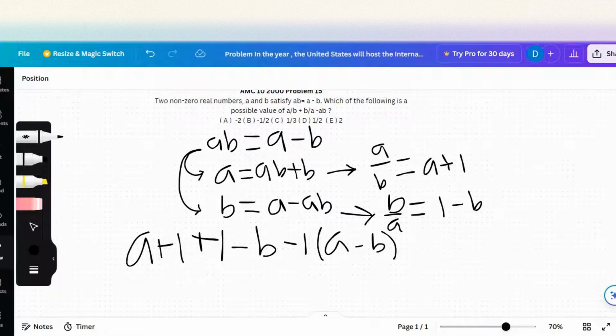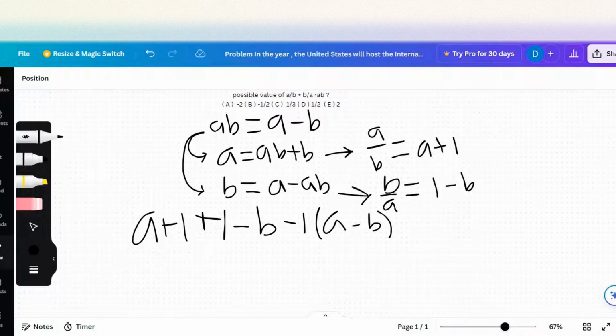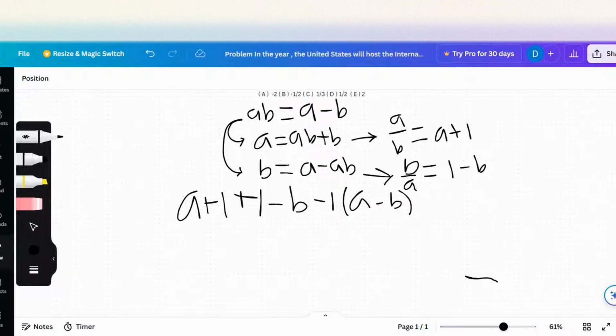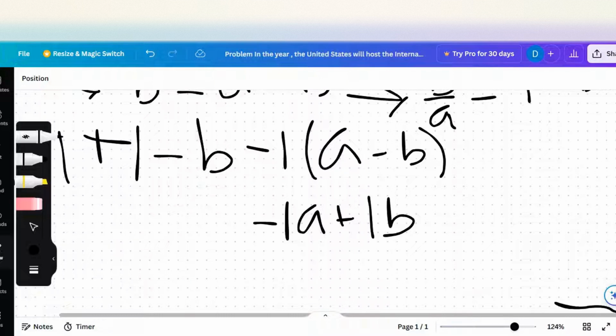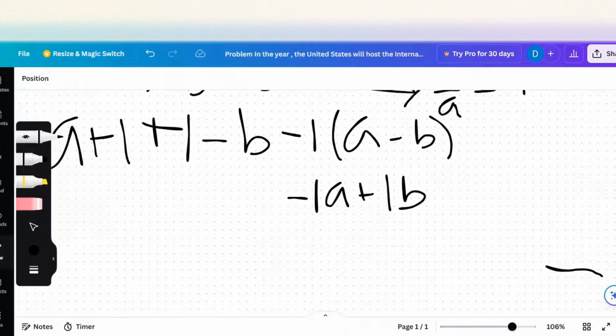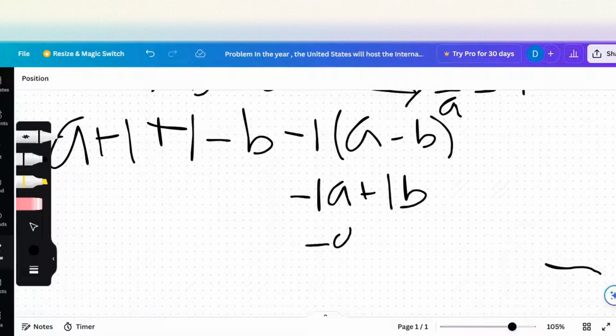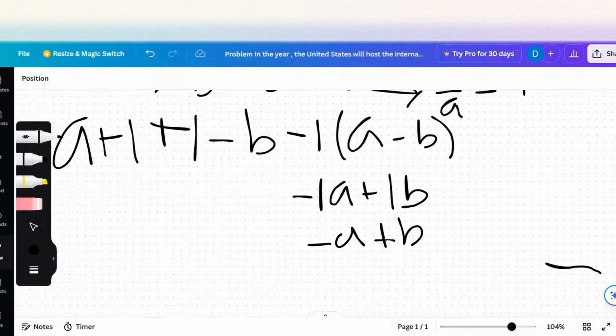And I just want to teach those who don't know how to multiply, who are still learning algebra. When we multiply a negative, it's basically multiplying a negative 1. So if we're multiplying a negative 1, that means we have negative 1a plus 1b. So negative 1 times a is negative 1a, and negative 1 times negative b is positive 1b. And we can just cross out the 1 because 1 is essentially just 1, and we already have that. So it's negative a plus b.